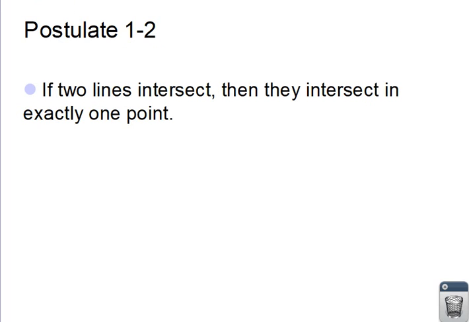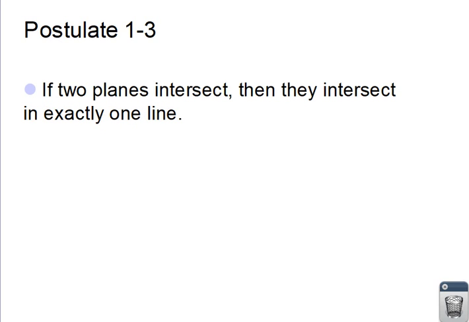All right, postulate number 2. If 2 lines intersect, then they intersect in exactly 1 point. So if you draw 2 straight lines that are not the same line, then they can only intersect in 1 point.